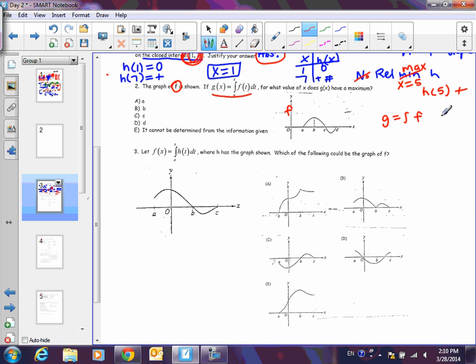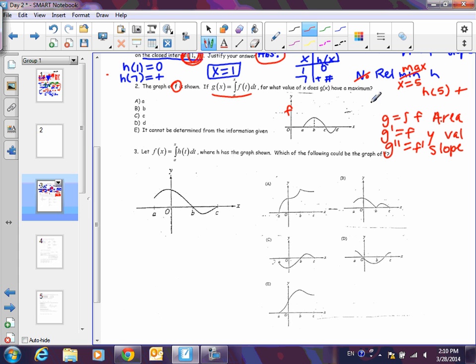All right, so that's going to be our area. And then G prime, which is equal to F, that would be the Y value. And then G double prime, which is equal to F prime, that would be the slope. Now, you're not going to need this every single time. I'm really just doing this to make a point. If you have all of this down, you can answer anything they give you.